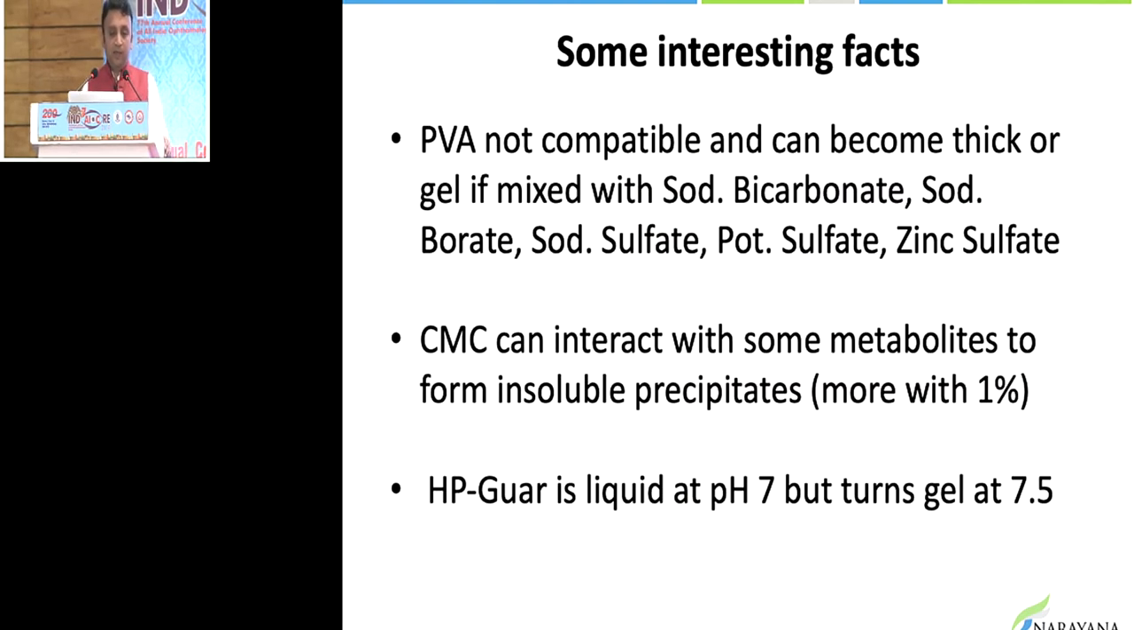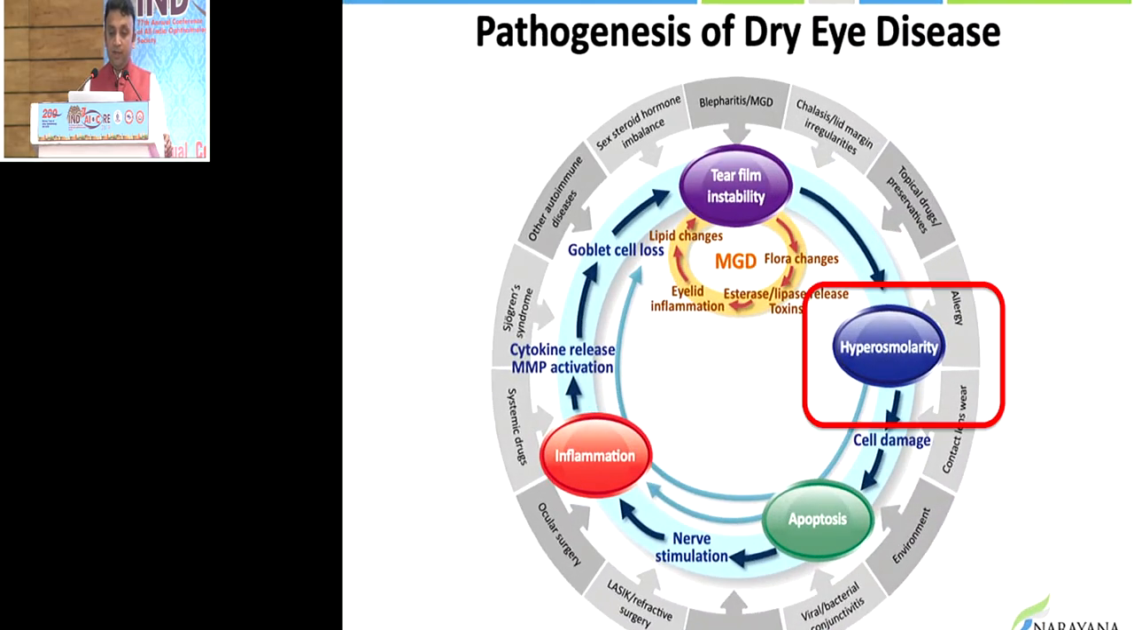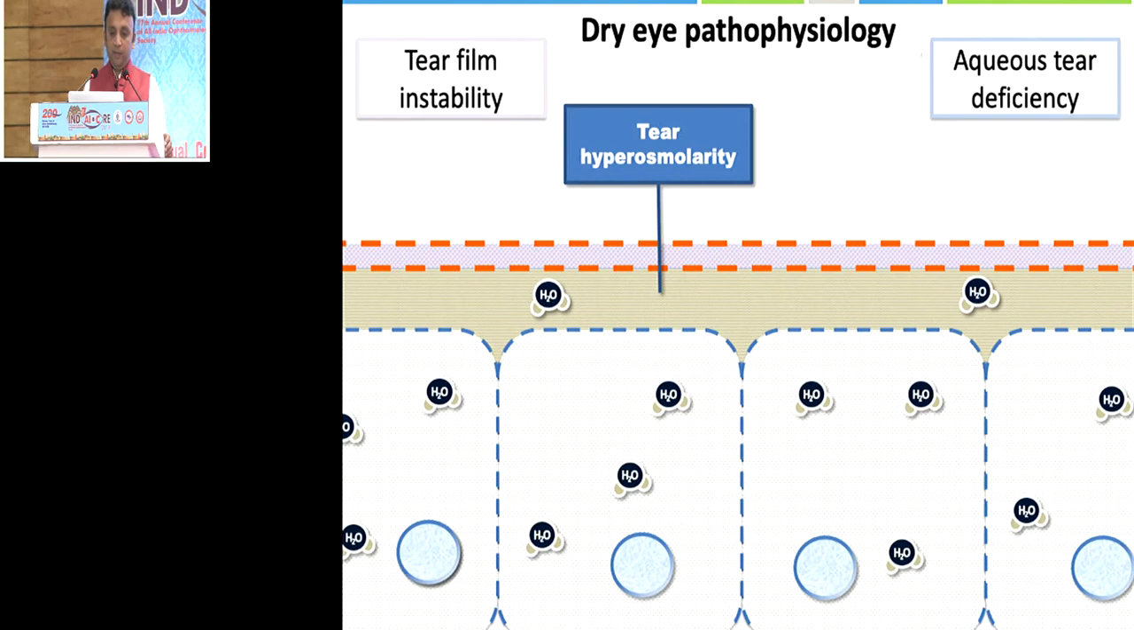There's some interesting fact about these lubricants. PVA is not very compatible with electrolytes like sodium borate, sodium sulfate, and all those things. CMC gets crusted and forms insoluble precipitates, especially the higher molecular weight 1%, in certain individuals, depending upon the pH and electrolytes. The next part is the hyperosmolarity. Well, we know the hyperosmolarity.